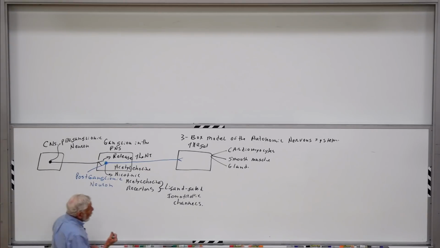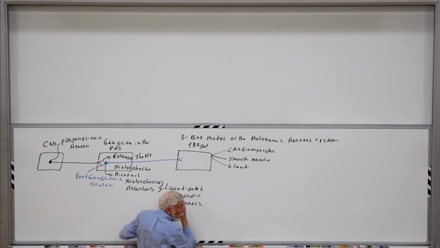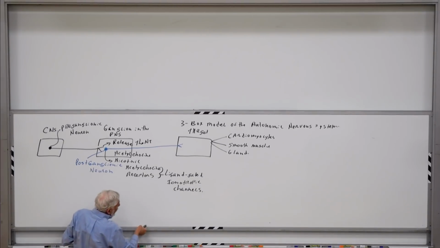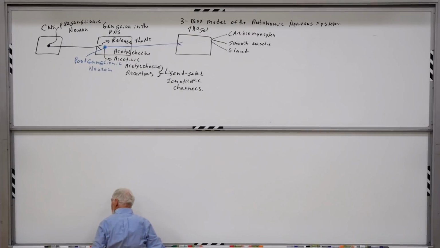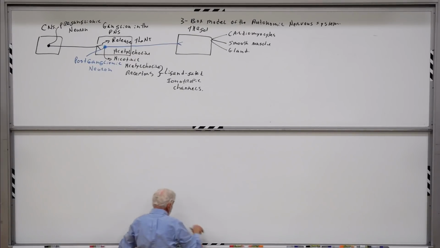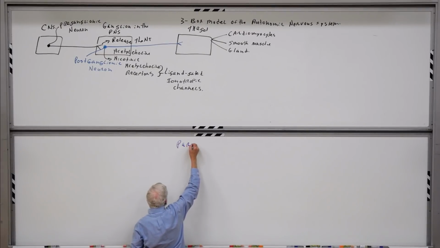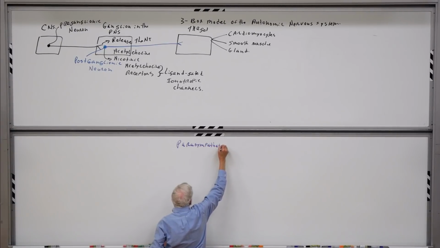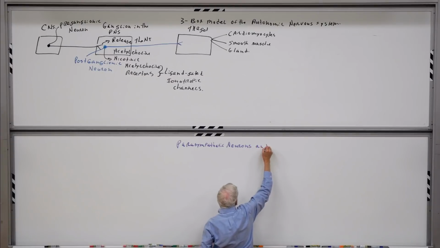And then this blue neuron is going to now synapse onto the target. And this is where we begin to see differences. So let's go ahead and just go to the other panel. So that's the generic. Now let's, in purple here, describe the parasympathetic neurons and target innervation.